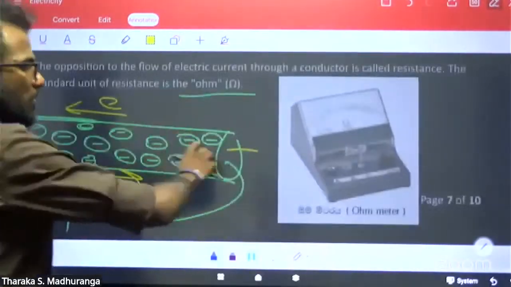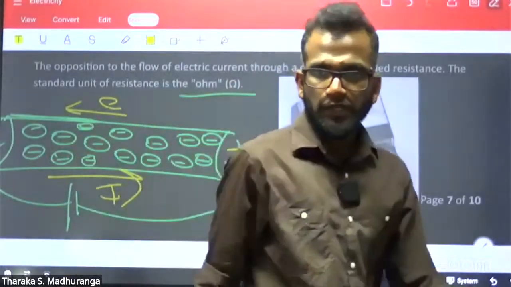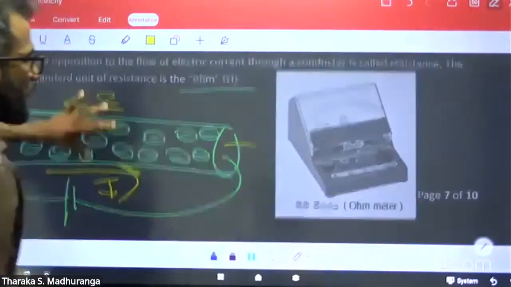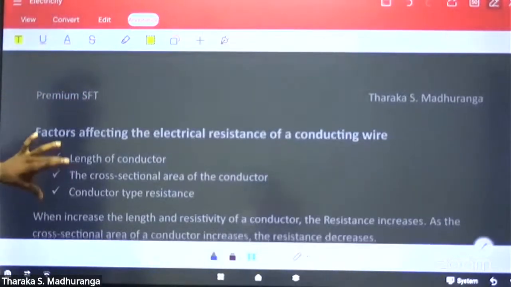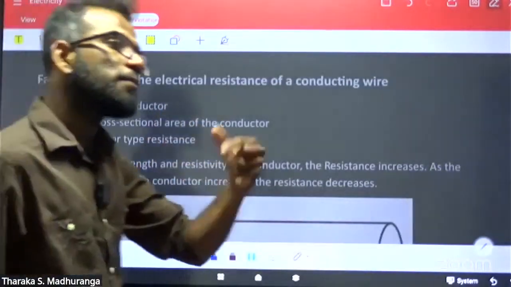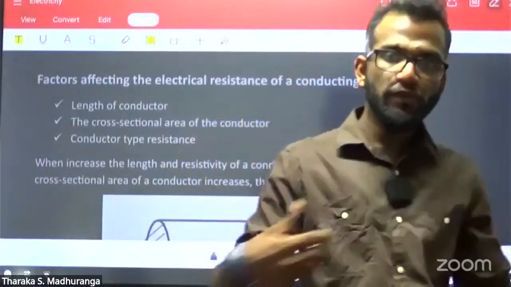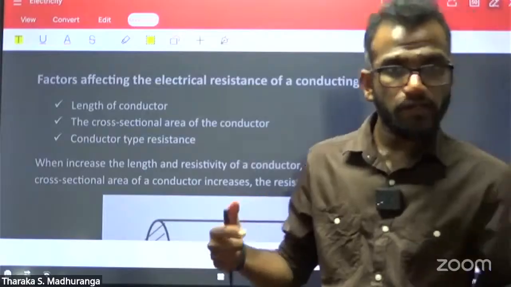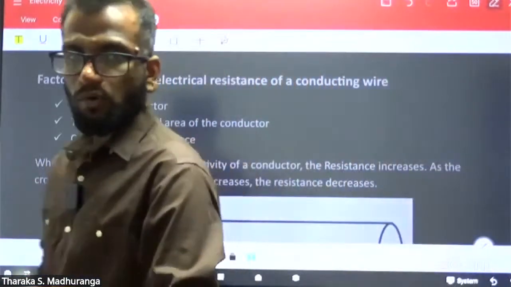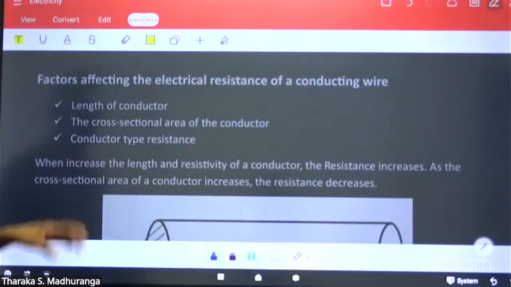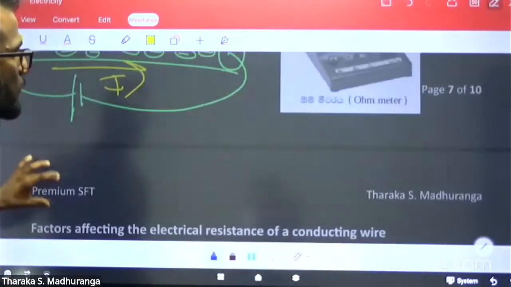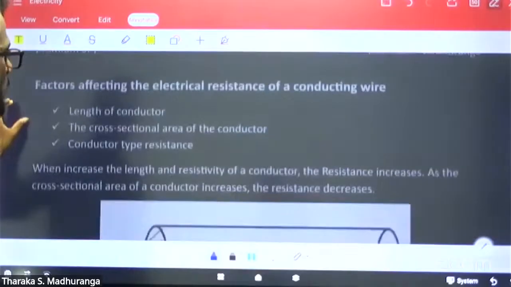Okay, then we measure the resistance of any circuit or conductor with an ohm meter. I have given the meter. There is another instrument that we call a multimeter, with which we can measure everything: resistance, current, and voltage. That is not given in this diagram, only small meters are given.